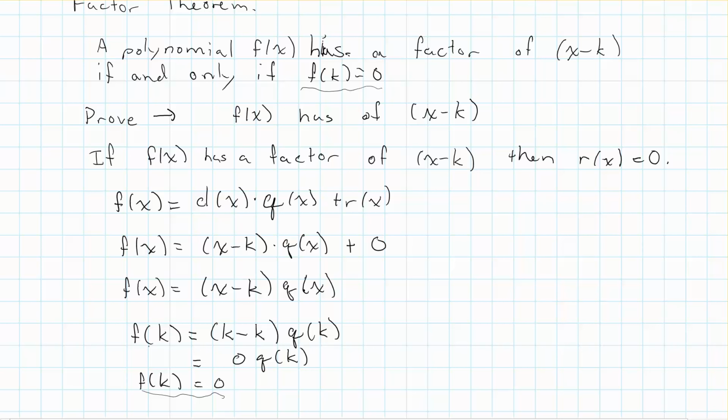Now, technically, that's not a full proof. You should go the other direction, starting with f at k being 0, and then proving that x minus k is a factor of f at x. But we're not going to do that proof. It's actually fairly similar to what we did in this direction, but we just did one.